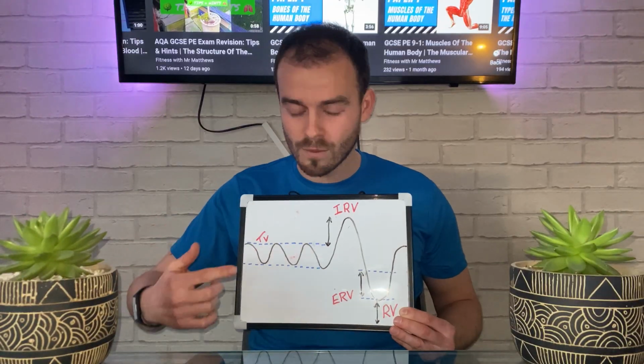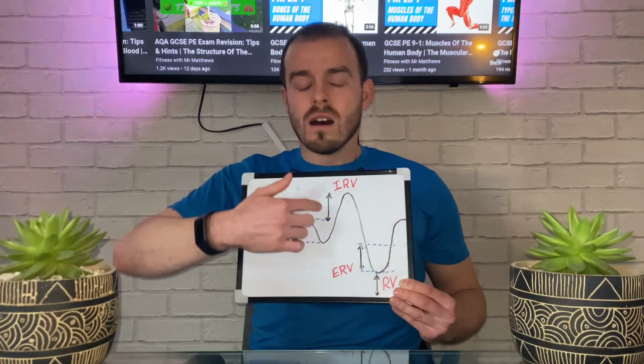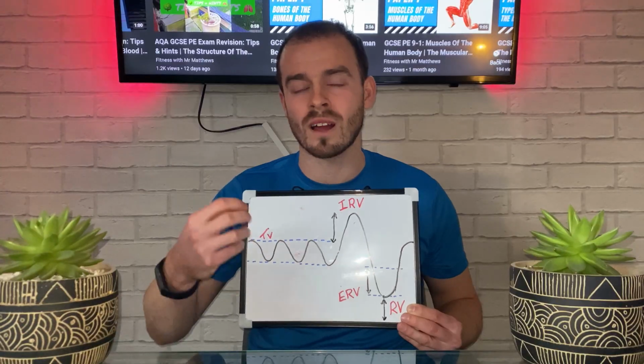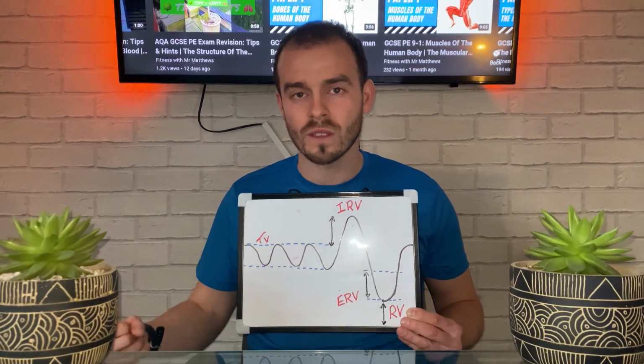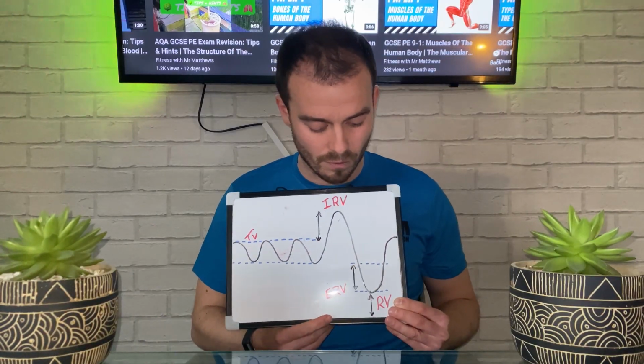So I'll do that again for you. I breathe in and I forcefully breathe out. So that extra amount of air that I breathe out on top of tidal volume is expiratory reserve volume.